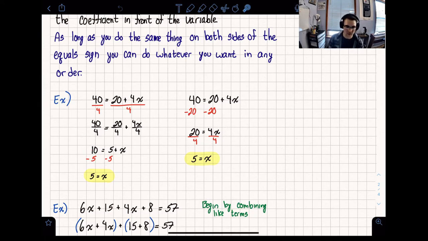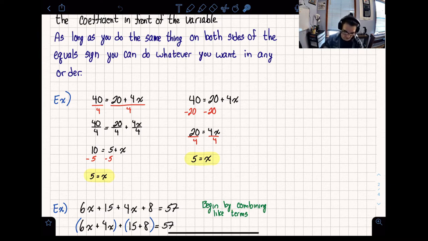And now from here, we can subtract away the constant of 5. The opposite of 5 is negative 5. Combining those makes this a 0. Whatever we do to one side we must do to the other. 10 minus 5 is 5. And here we get the final answer of x equals 5.